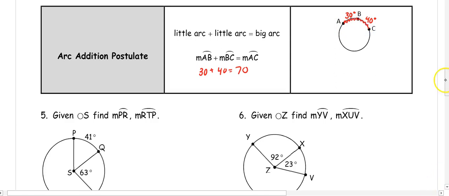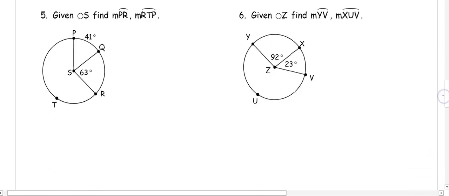So let's use that idea further. So number 5, we need to find arc PR and the measure of arc RTP. So PR, we know that QR is going to be 63 degrees, and part of the arc is already 41, so we can add 41 plus 63. So the measure of arc PR is 41 plus 63, 104 degrees.